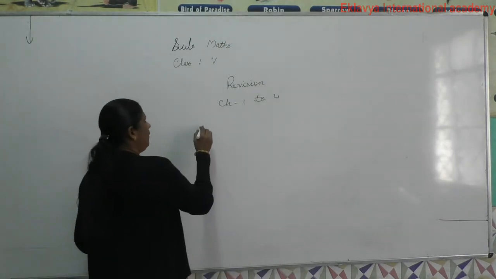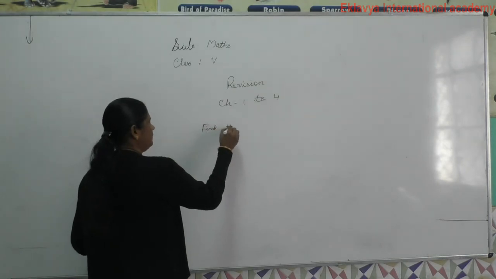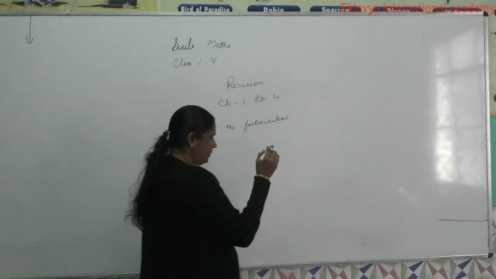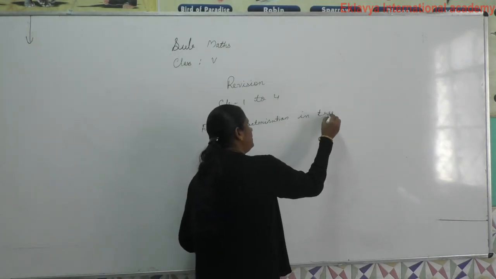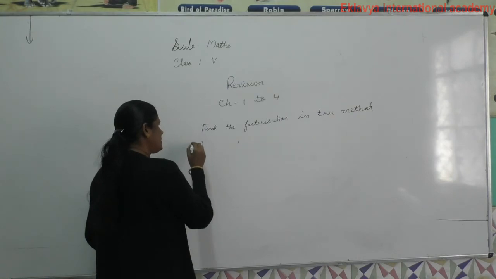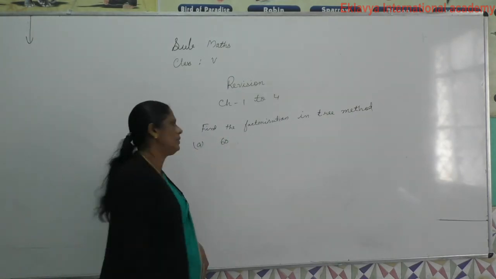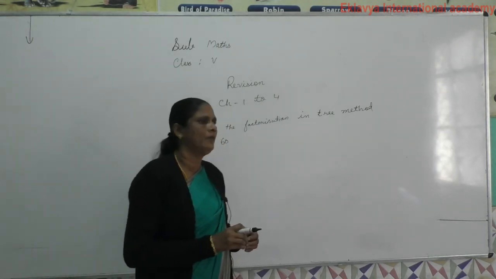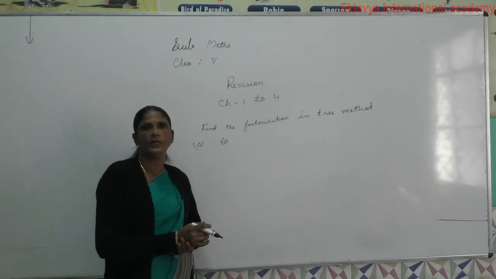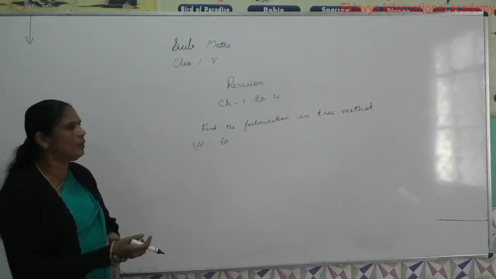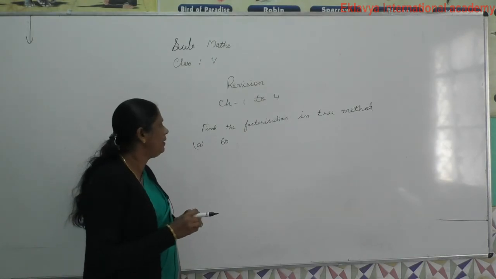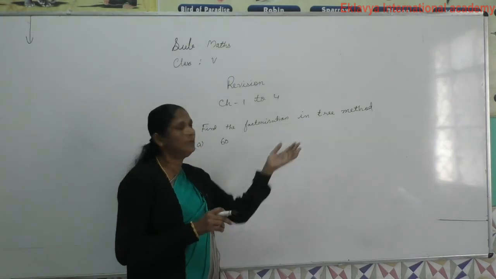Then factors. Find the factorization in the 3 method. What are the prime numbers? Our number is 60. What are the prime numbers? The prime numbers are 2, 3, 5, 7, 11, 13, 17, 23, 29, 31, 37, 41, 43 and so on. In the previous class we also discussed all the prime numbers up to 100. Now we find the factorization in the 3 method.